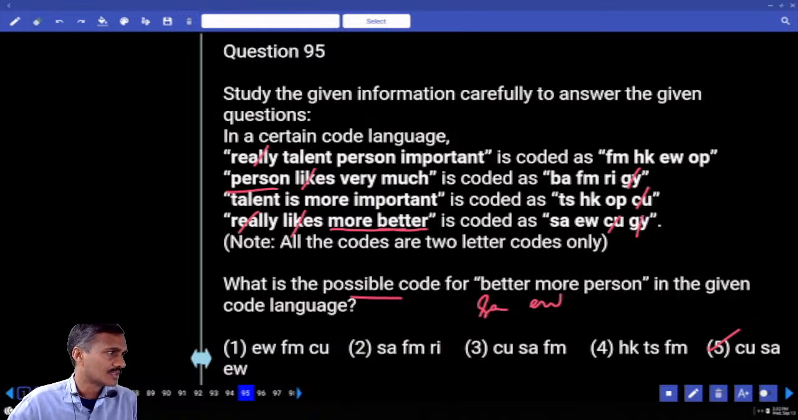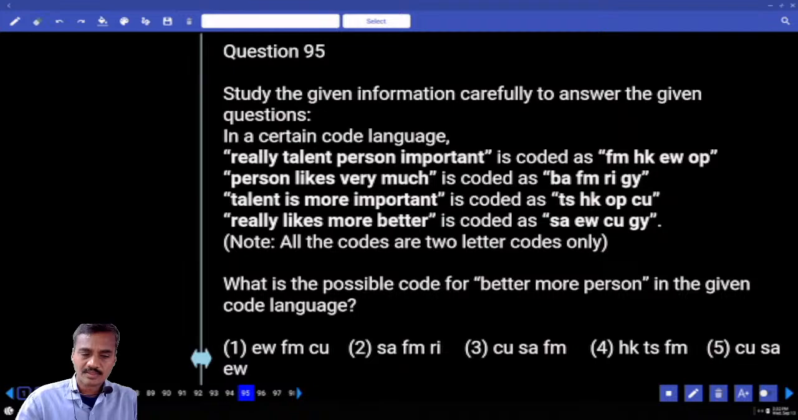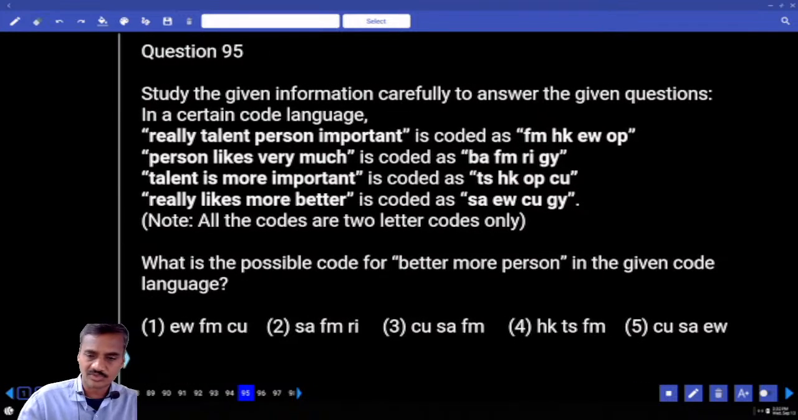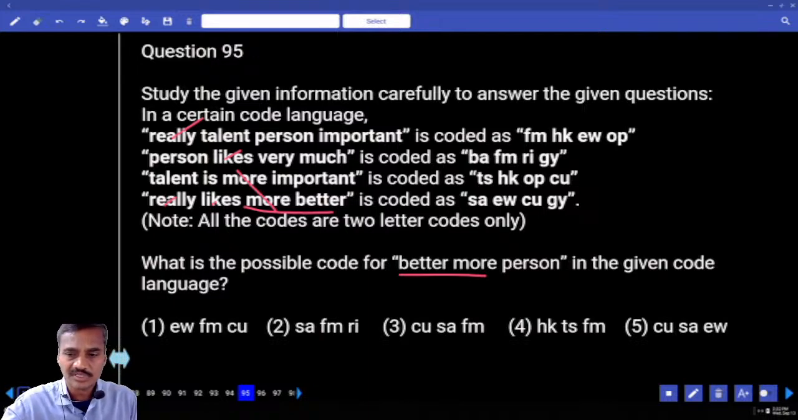Does it fit? Yes. Now question number 95 once again. Let's have a look once. Now here really, likes, more and better, we have two. Now more and better, they were not repeated anywhere else. Is there more and better anywhere? Yes, more is there in this one. More is there and really is there, likes is there. Now these are the 3 words that are common. As 3 words are common, 3 codes are common. And what are the codes? EW is common and SA and CU is common between these two, and GY is also common.